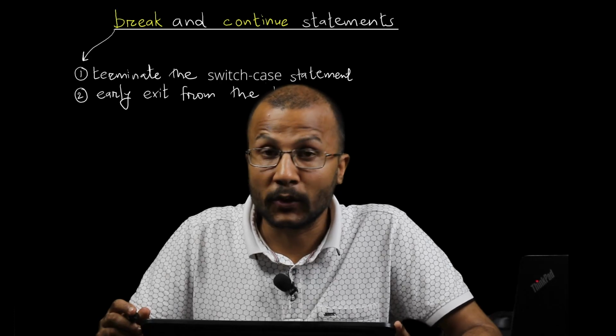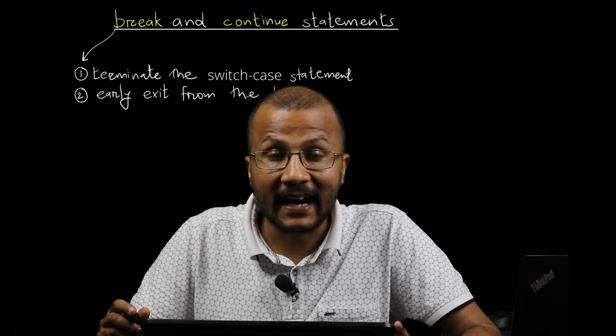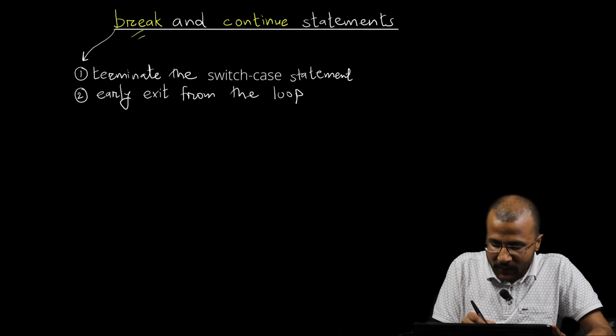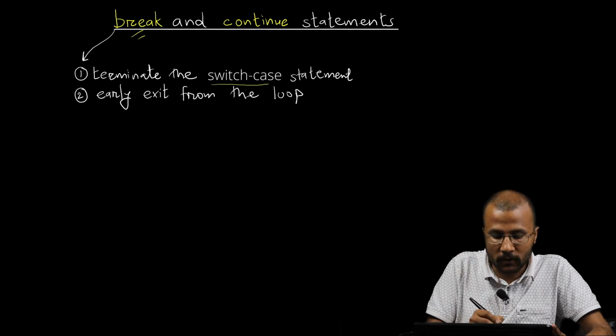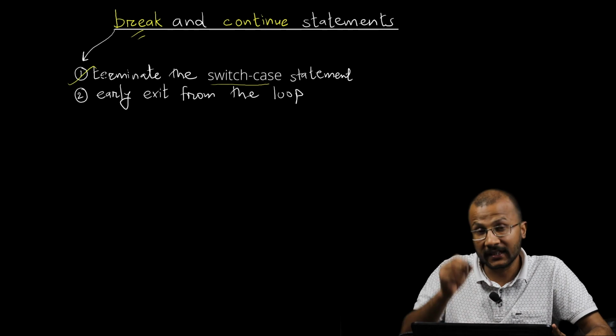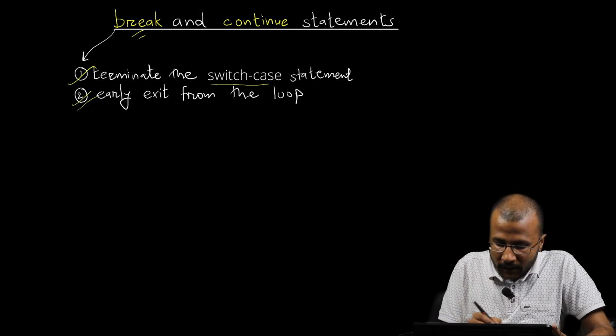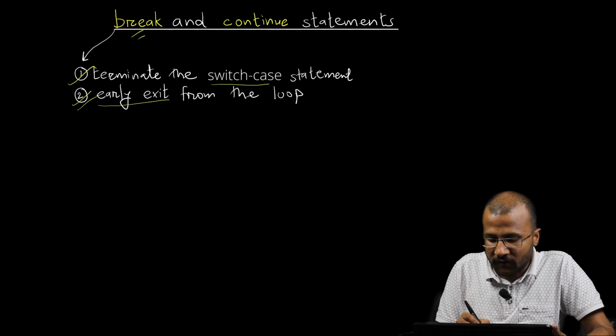In this lecture, we are going to learn about the break and the continue statement in C. We have already seen the break statement in the switch case. We have used the break statement to terminate the switch case. We have already discussed this. Now we can also use this break statement for early exit from the loop.